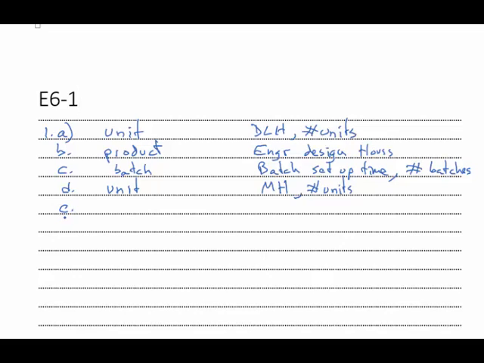E, Human Resources Department trains new employees concerning company policies. So this is probably facility level, but if it's a factory that only makes one product, you could argue that maybe it's product level cost, right? But more than likely it'll be facility level. Maybe it's number of employees. I don't know, training hours maybe.